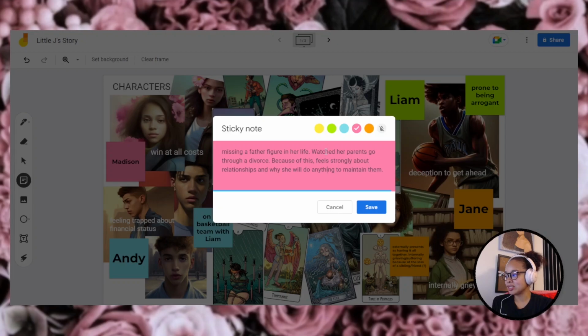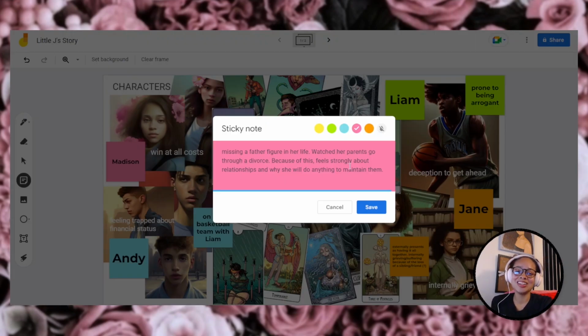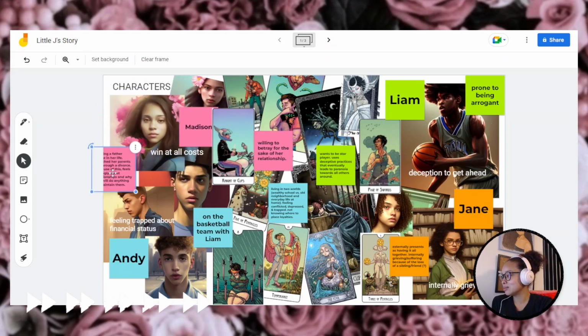Can I underline? That would be so cool if I could underline this. No! Okay, so you can't underline, bold, or anything like that in stickies.